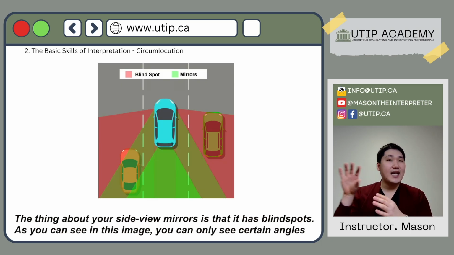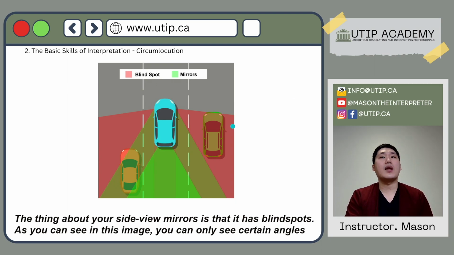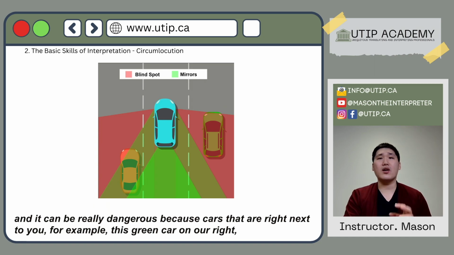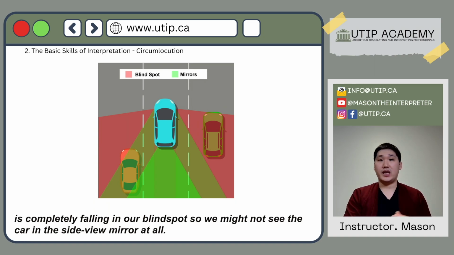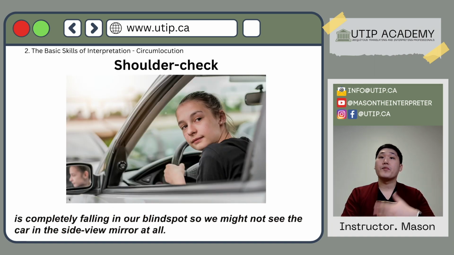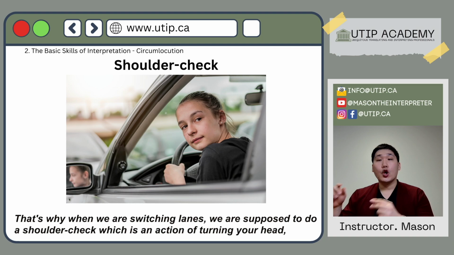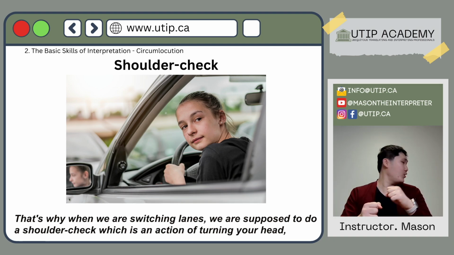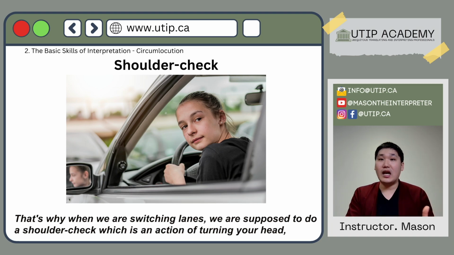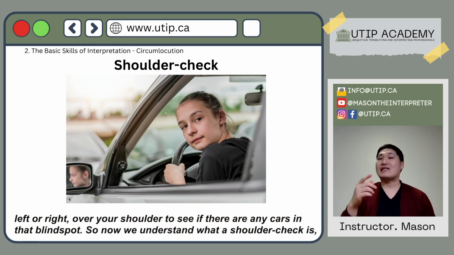The thing about your side view mirrors is that it has blind spots. As you can see in this image, you can only see certain angles, so it can be really dangerous because cars that are right next to you, for example, this green car on our right, is completely falling in our blind spots. So we might not see the car in the side view mirror at all. That's why when we are switching lanes, we are supposed to do a shoulder check, which is an action of turning your head left or right over your shoulder to see if there are any cars in that blind spot.